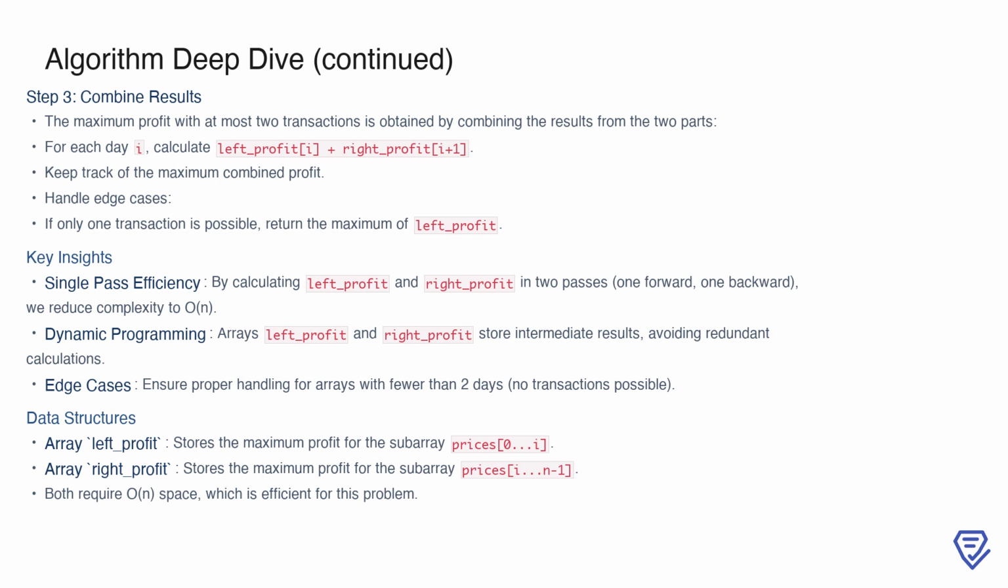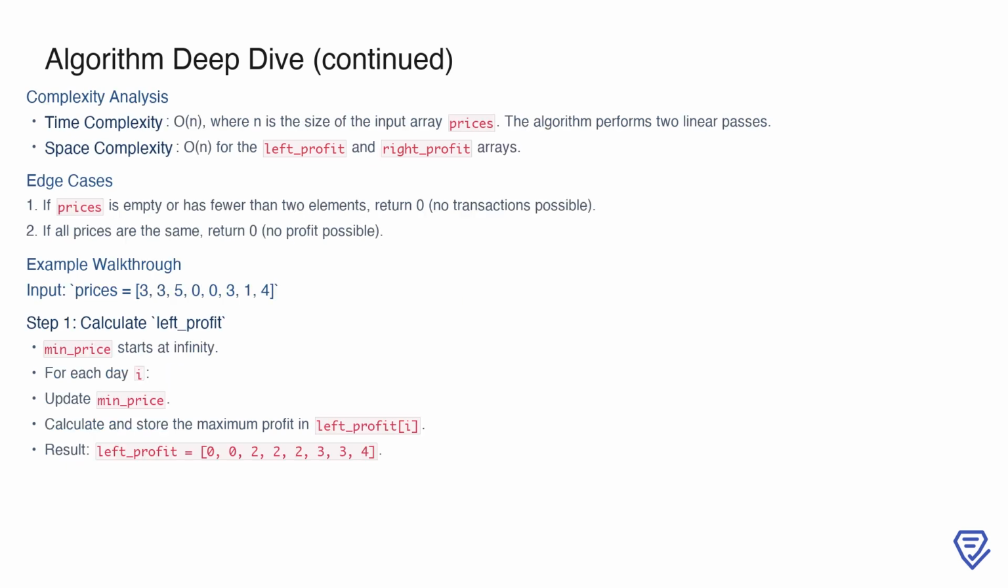This method also works seamlessly for edge cases, such as when the array has fewer than 2 days, where no transactions are possible. The efficiency of this algorithm lies in its complexity analysis. The time complexity is O(n), where n is the size of the input array prices, as we make 2 linear passes over the array, one to calculate left_profit and another for right_profit.